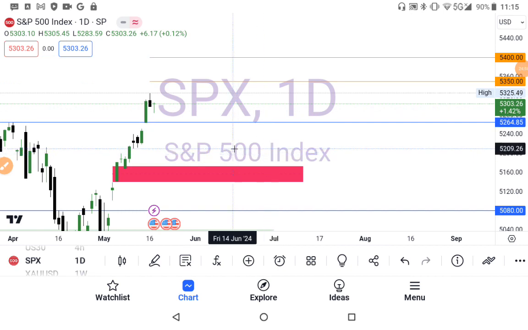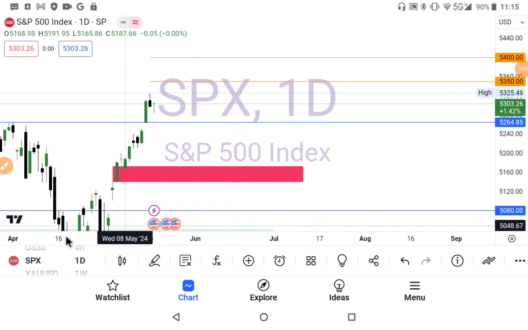So I expect 5,264.85 should be a support to the market, a kind of support. So I'm having everything journaled.